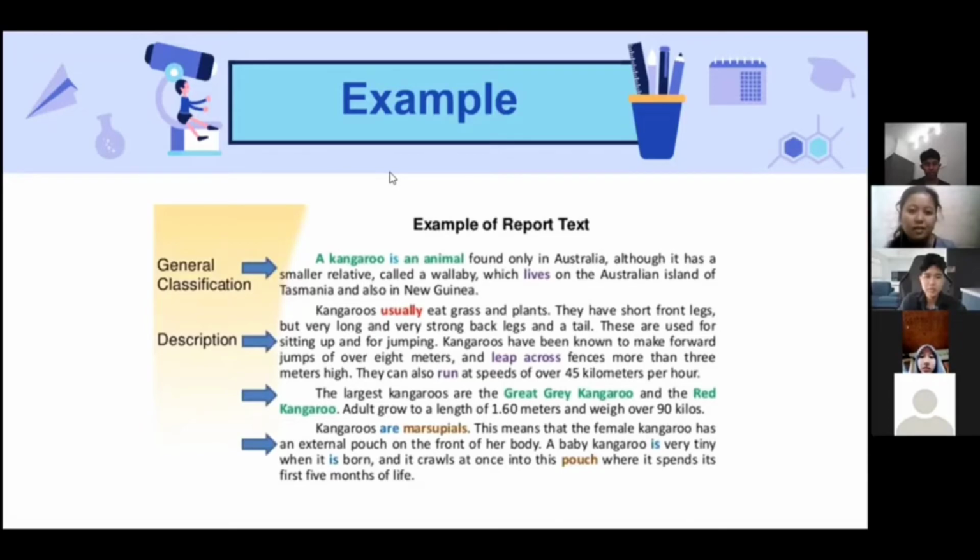So today's lesson talks about the definition, purpose, structure, characteristics, and example of report text. The definition of report text is one type of text that describes the details of an object, and the purpose of report text is to provide information about an event or situation after an investigation has been carried out and through various considerations. That's all, ma'am.